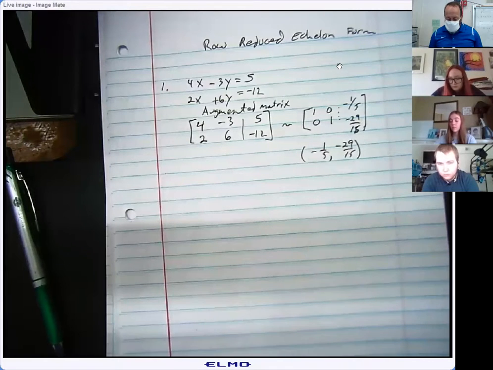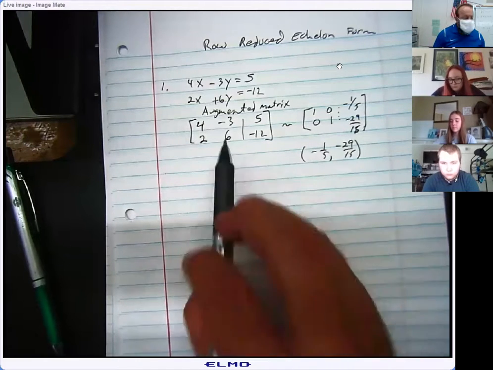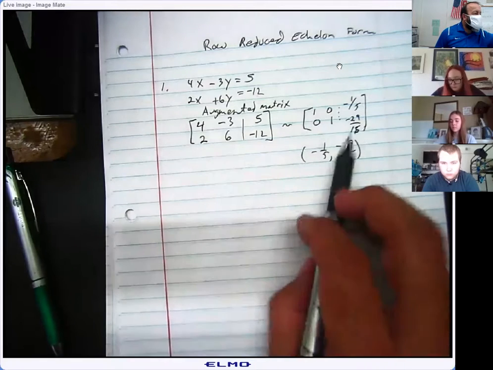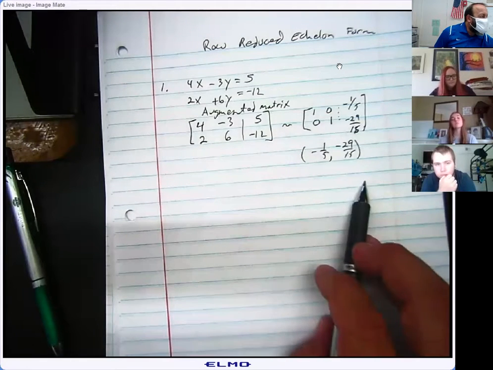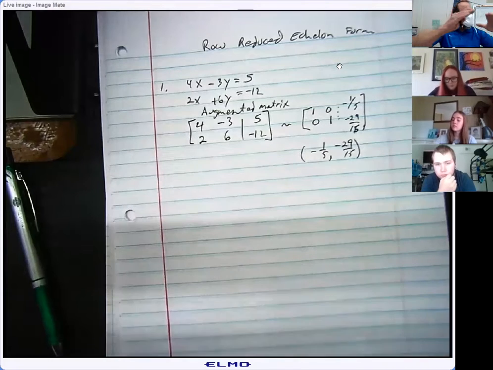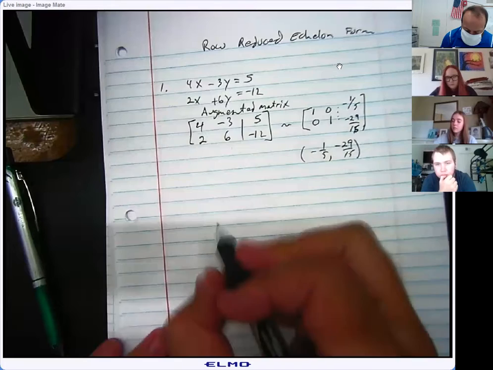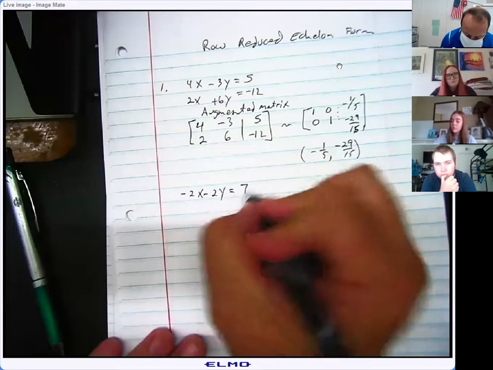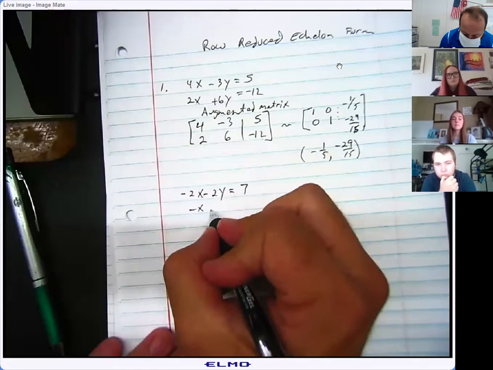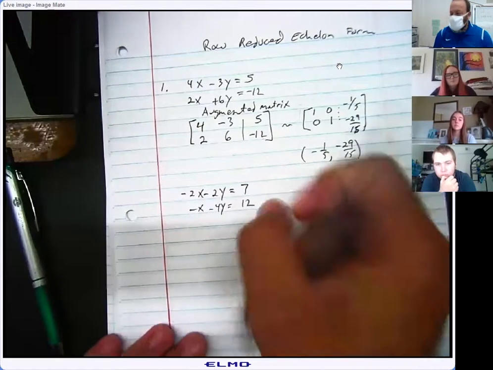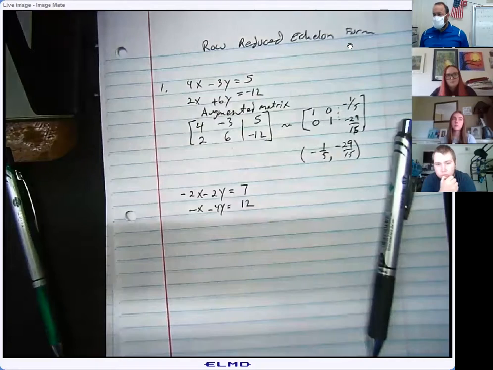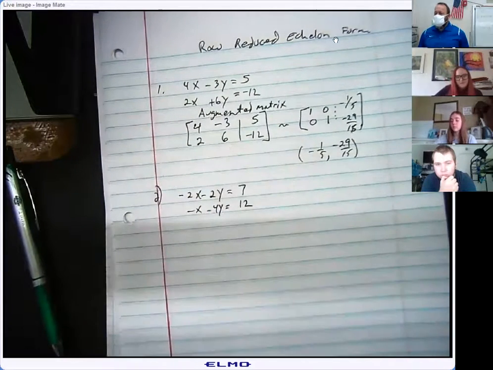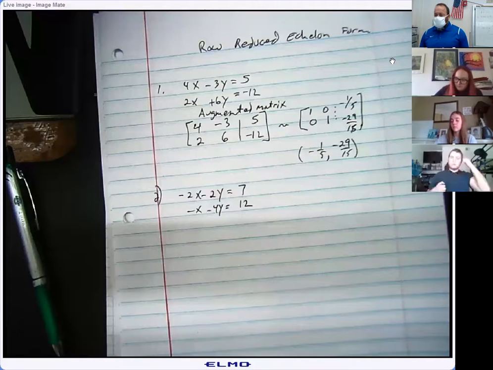So on the test, what's going to happen is I'm going to ask you to write the augmented matrix and the row reduced echelon form with your answer. Those three things. All you have to do is write those three things down. So you do one on your own. You guys have -2x - 2y = 7. And you have -x - 4y = 12. And let's see if you guys can do that.